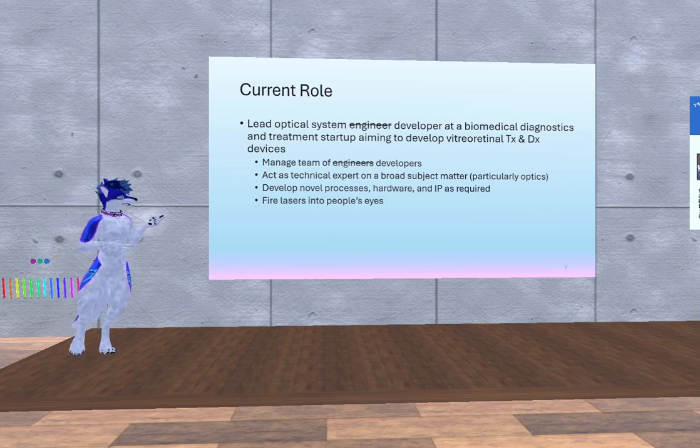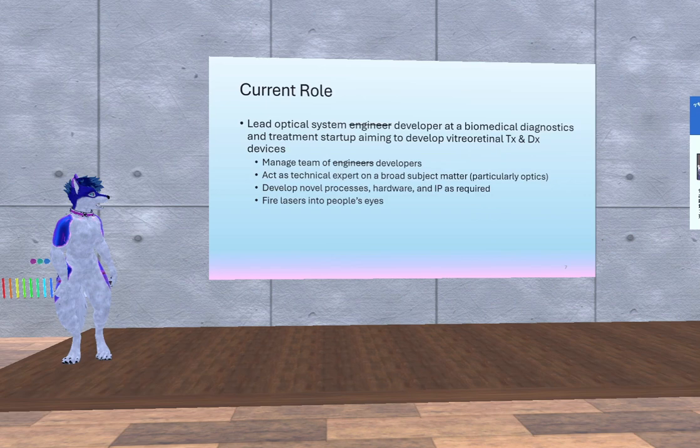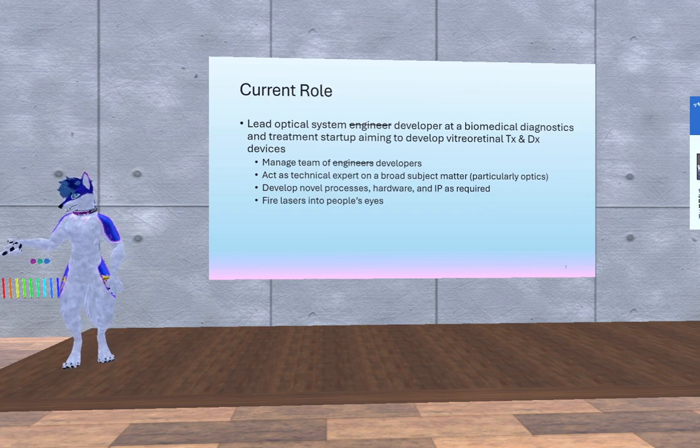And my day-to-day task is managing a team of developers and acting as a technical expert on a broad amount of subjects for the company, which is always fun, because everyone always asks you questions that they need precise answers to.